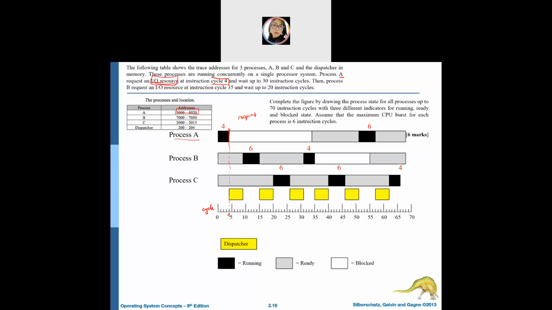So if request, it means it blocked the process first. That's why you can see here it's going to block, because it is going to do a request for input output starting at cycle 4, and it's going to wait until 34 cycle. It's going to wait for the user to key in or press any keyboard. So this one is going to wait, starting the request and waiting until 30.